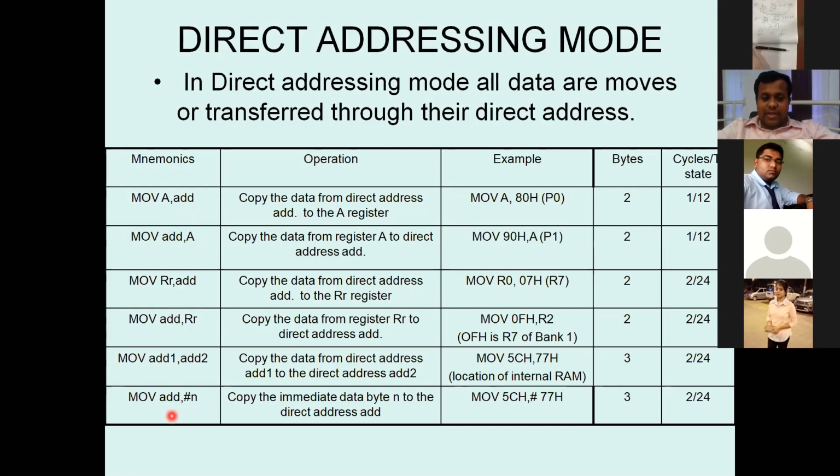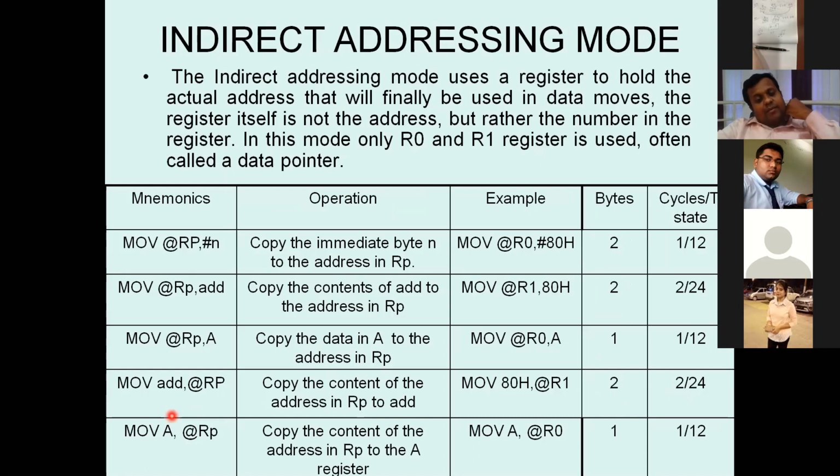Next, coming into the next: MOV at the rate of Rp. Rp is only R0 and R1. In this mode only R0 and R1 registers are used. Except R0 and R1, this cannot be done. It's only used for R0 and R1. At the rate of R2 is not possible.